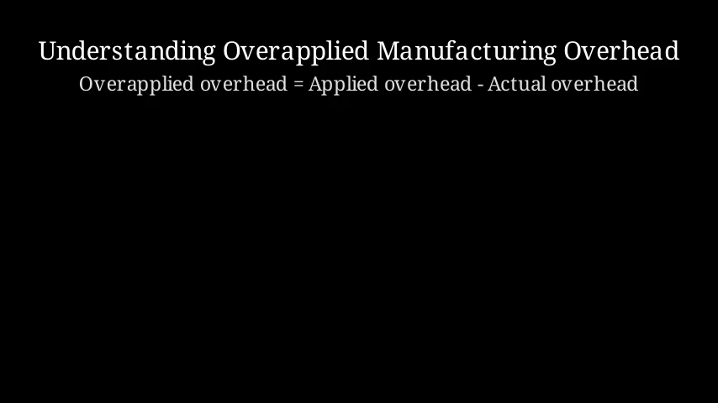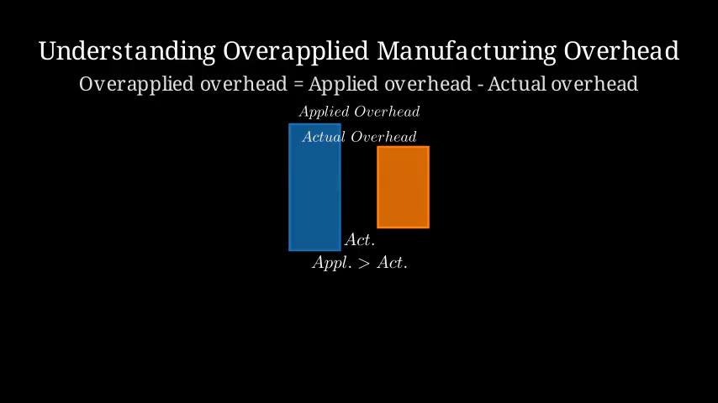We are going to figure out when manufacturing overhead turns out to be overapplied. Overapplied overhead happens when the overhead that we charge to production is larger than the overhead that we actually incurred. Let's visualize it with a simple factory dashboard.